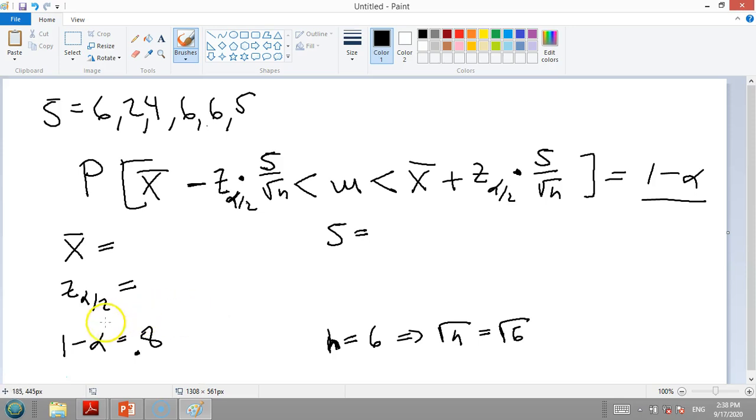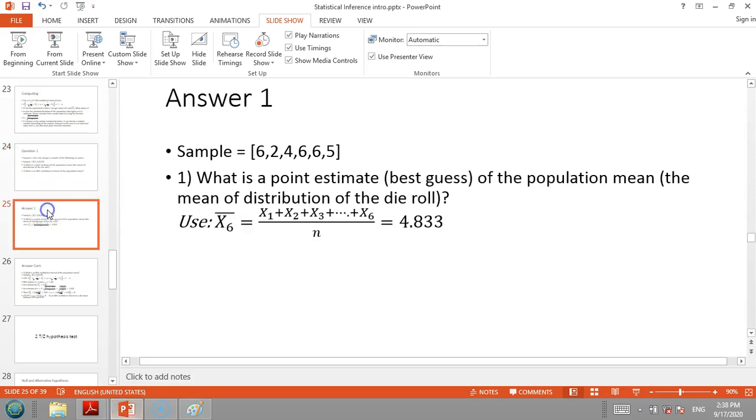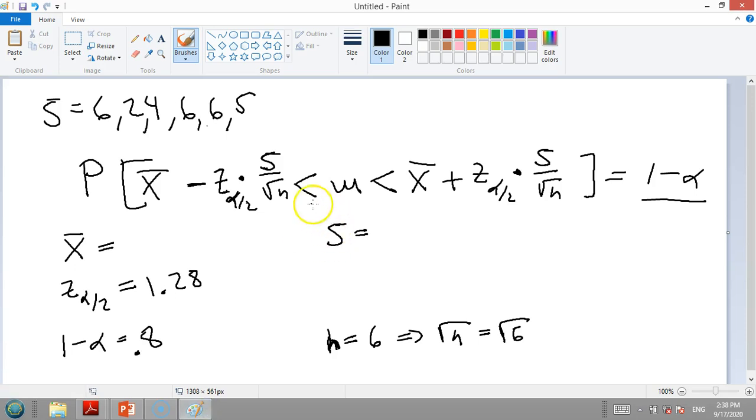Do you remember the cutoff point? We just computed the cutoff point. I think it was 1.28. Remember, we just computed the cutoff point for a particular confidence level. For 0.8, it's 1.28, right? And then what is X bar? This is the average of the 6, 4.833.